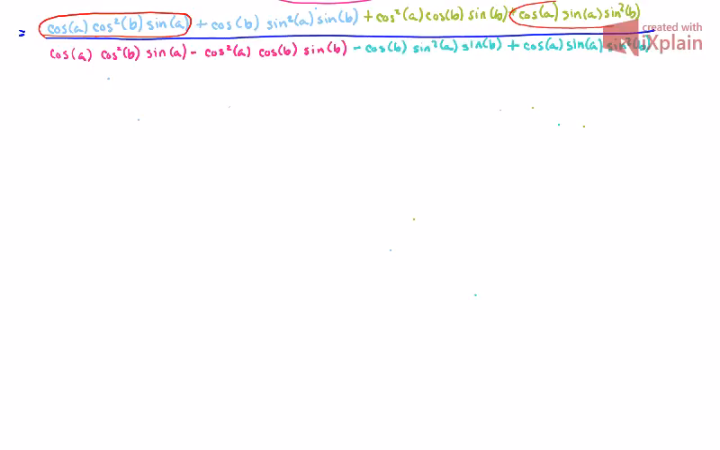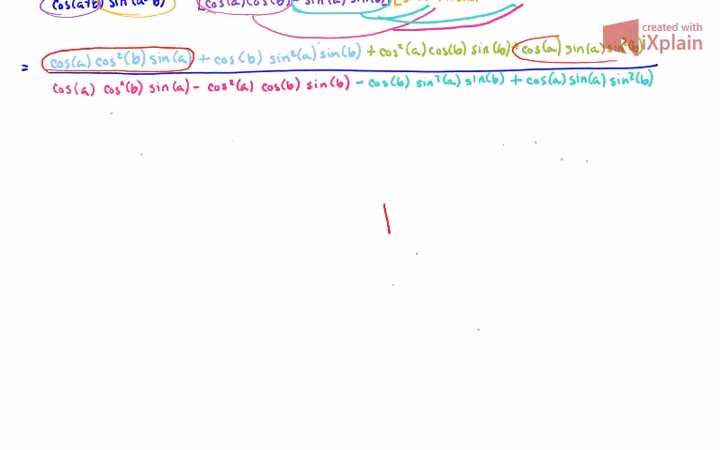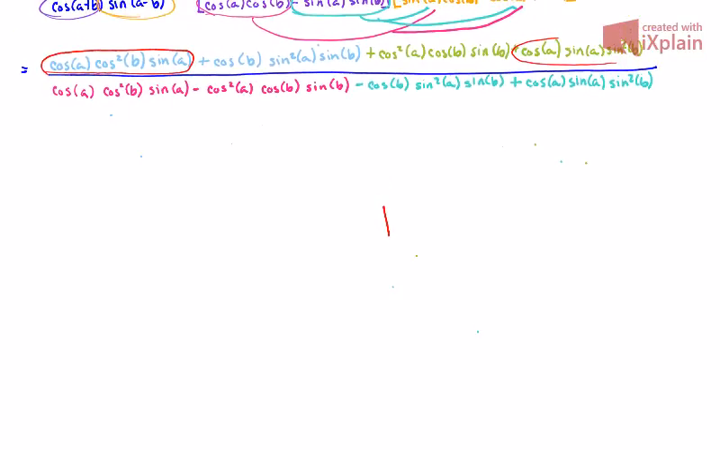Notice that you have, oops, let me pull that down and erase that. Notice that each one has a cosine A and a sine A, as well as a cosine squared B and a sine squared B. Your Pythagorean identity is basically coming in here to save the day.